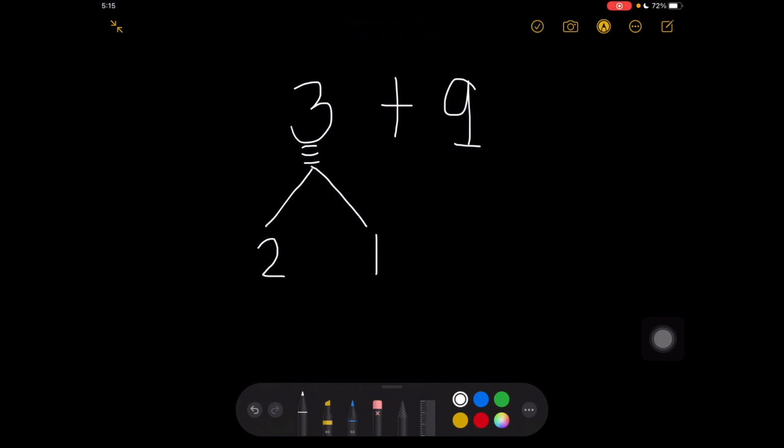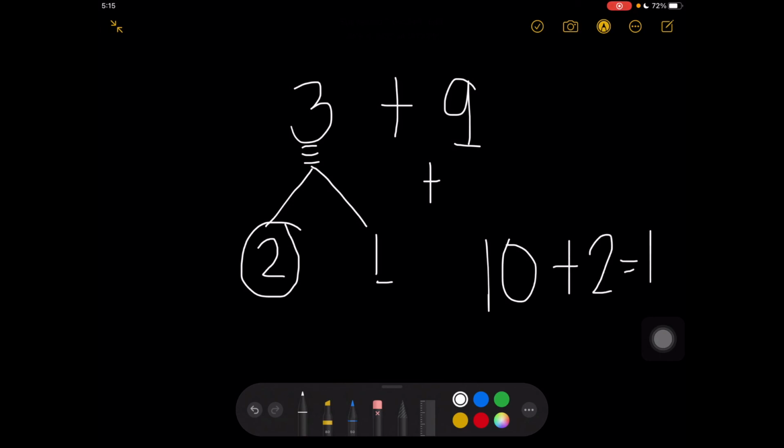Add the pair of numbers that will make 10, so that will be 9 plus 1. So that will be 10. Then add the remaining part, which is 2. 10 plus 2 is equal to 12. That makes 3 plus 9 equal to 12.